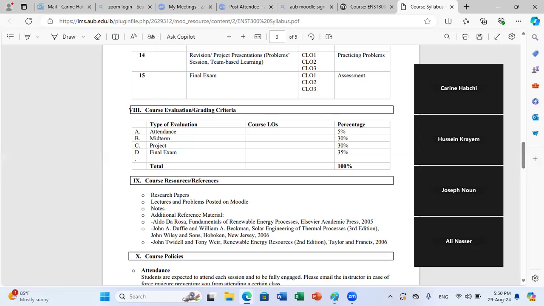Now, concerning the grading distribution, it will be divided as follows. We'll have a percentage on attendance and participation in classes, and a percentage on the midterm, project, and final exam. So 5% on attendance, 30% on midterm, 30% on project, and 35% on final exam. And as I mentioned, you can find here additional reference material. You have different textbooks related to the course material as cited here.